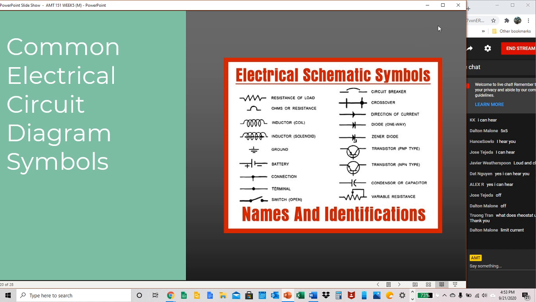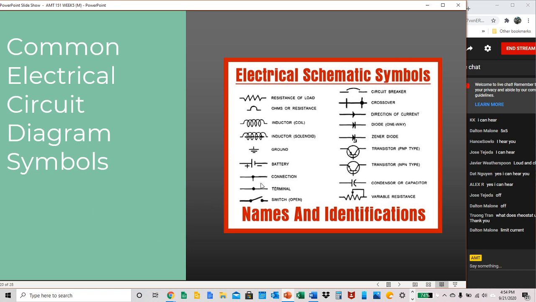And some more symbols. I think most of them we probably already went through. I wanted you guys to see, we have a coil here, and we have two different types. This is our inductor coil, and this would be our symbol for an inductor solenoid. So depending on what schematic you're looking at and what electrical component it has, you'll see some of those different symbols.